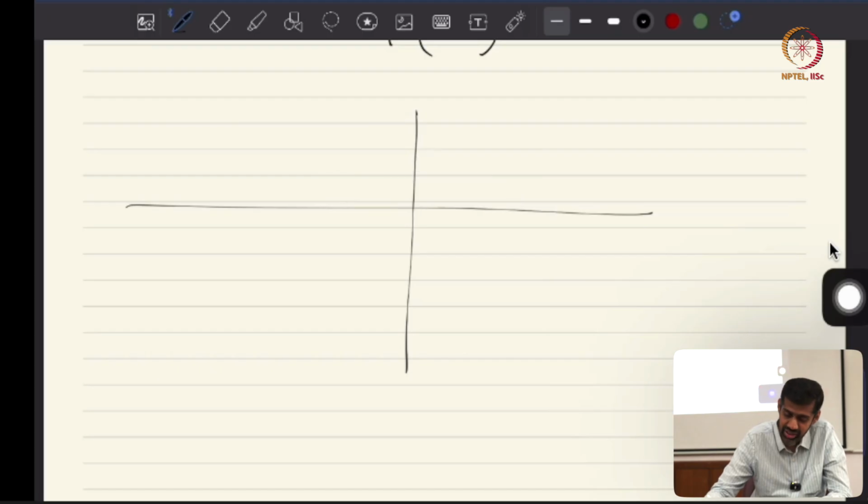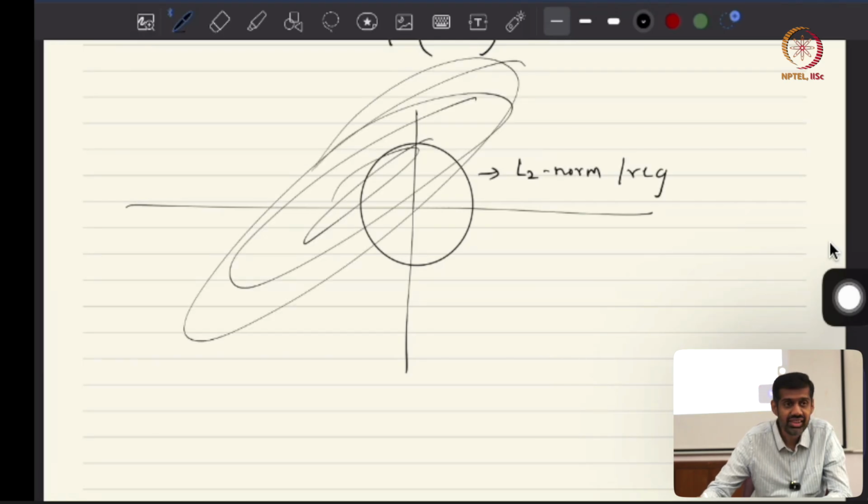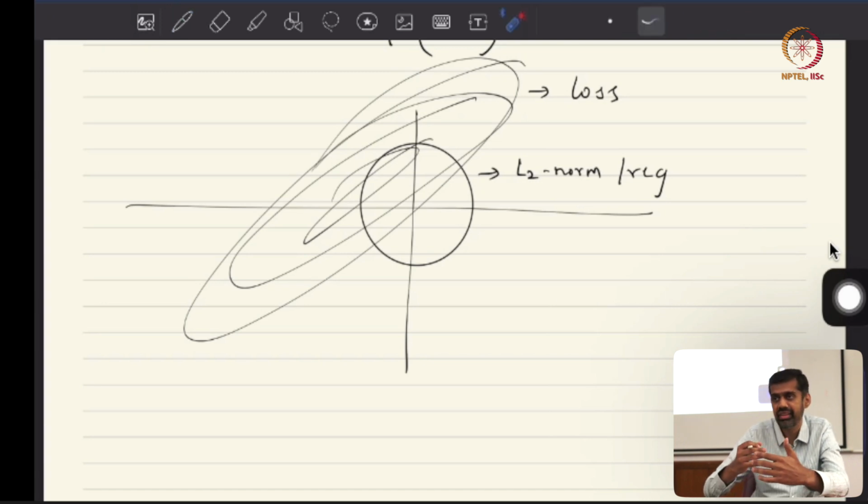The regularizer is a sphere. It's a circle here. This is the L2 norm, the regularizer. The objective function can be something like this, and these are the contours of the objective function. This is the loss, and this is the penalty. And you are only seeking those points where these two intersect. And then what happens for L1?